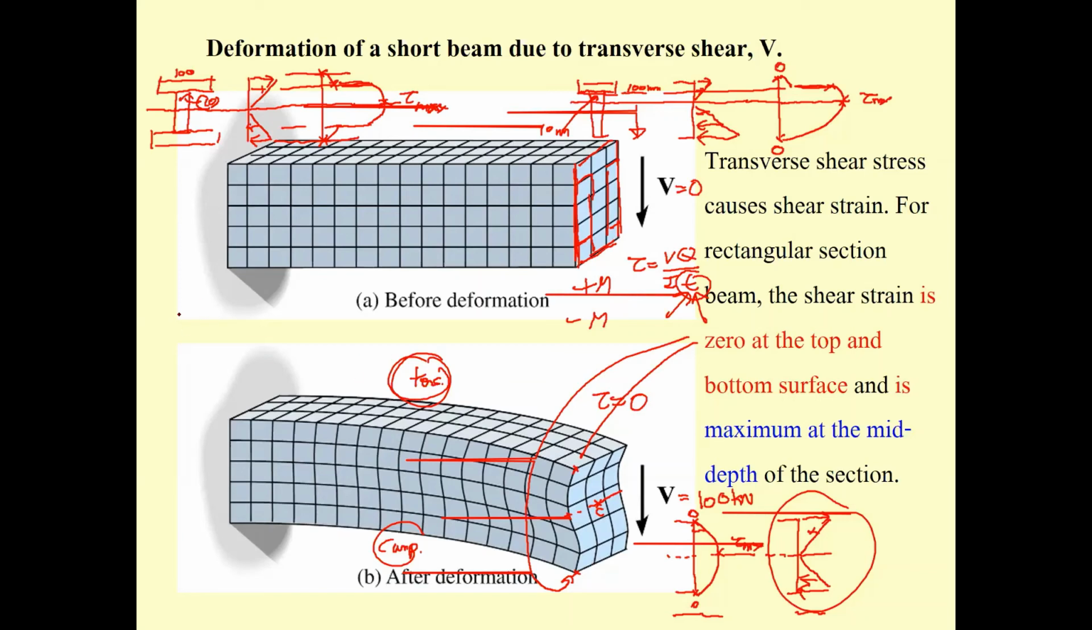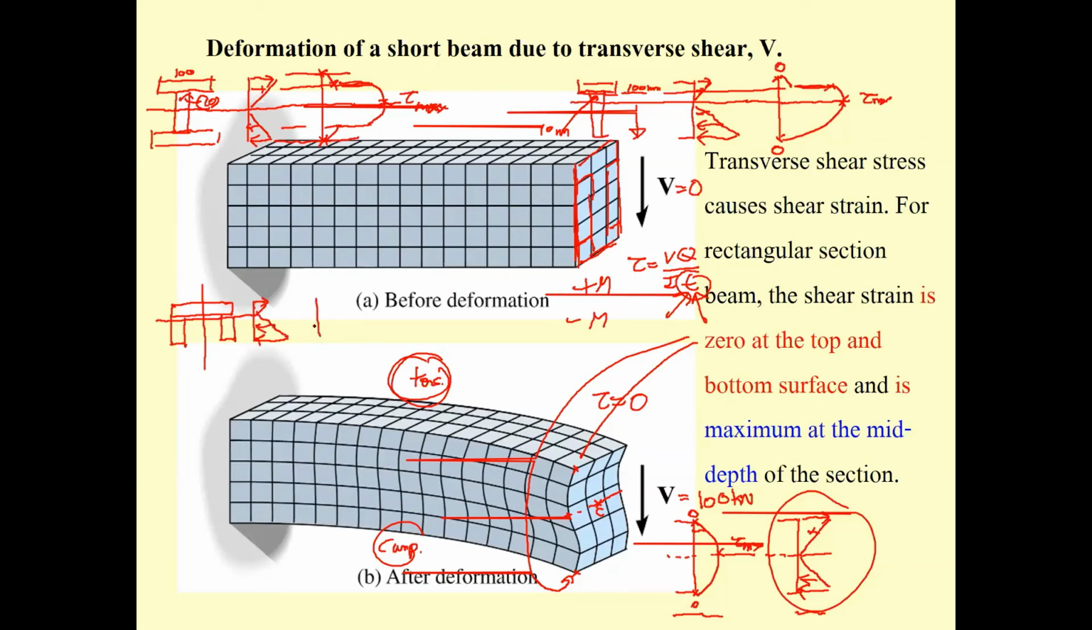How about the C? The C and the T is the same thing. Okay. It is in single symmetry. Okay. For the C, the top is going to be small. The bottom is going to be large. This is going to be in tension. This is going to be in compression.